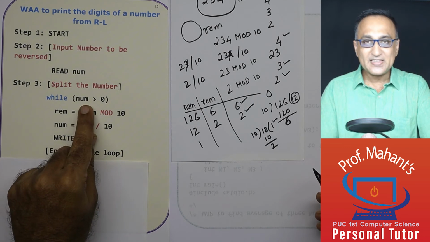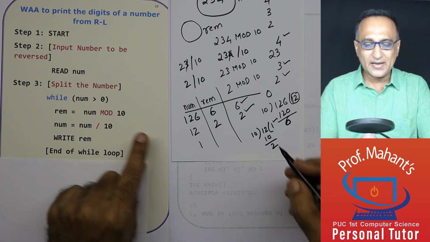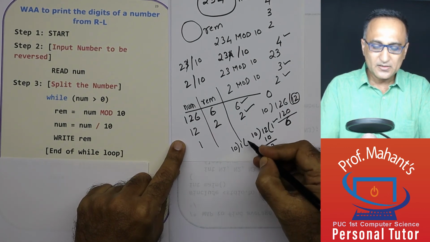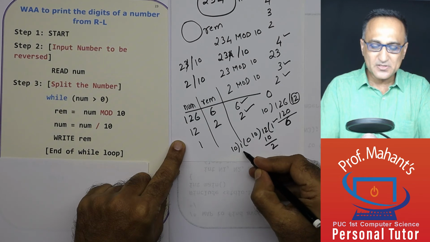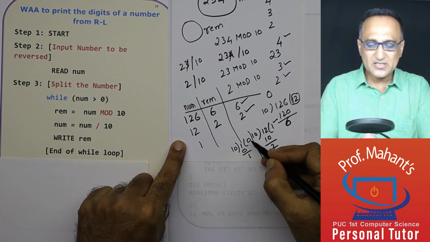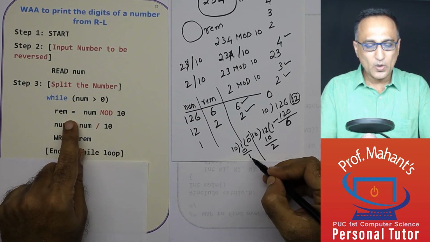Is 1 greater than 0? Yes, the condition is true. The remainder is 1 mod 10. Now just see what 1 mod 10 is. 10 divides 1 zero times, so the quotient is 0, but the remainder happens to be 1.